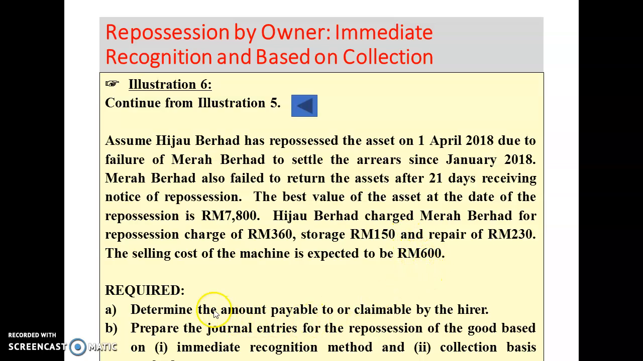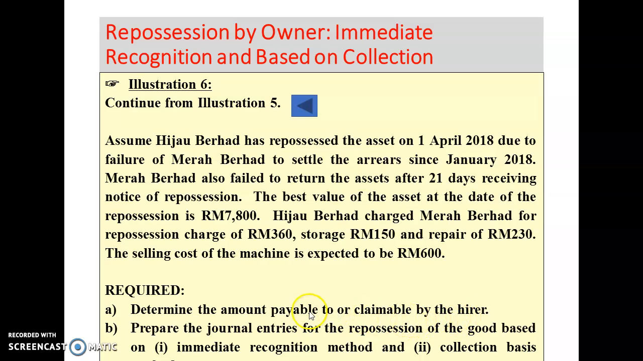Alright, now determine the amount payable or claimable by the hirer. Again, just like in the book of hirer, you need to compare the difference between the goods value and the amount paid with the amount payable. You will decide whether Hijau Berhad, the owner, has to pay the difference, or whether it can be claimed by the hirer.